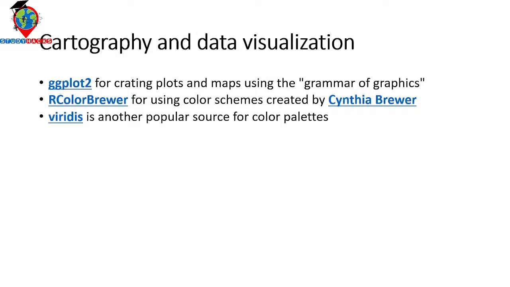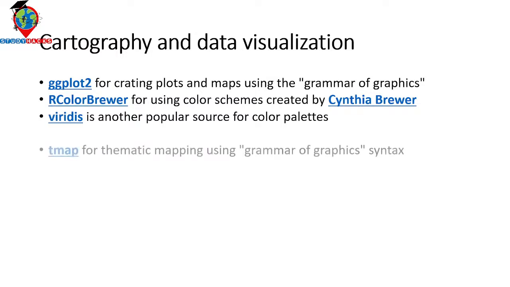And also you can see the viridis. So it's another popular source for color palettes. Basically this package is also useful for color palettes. For the different types of color, we can easily add them to our map and create a very beautiful map using the viridis package. As well as tmap.